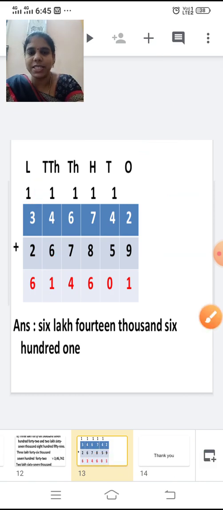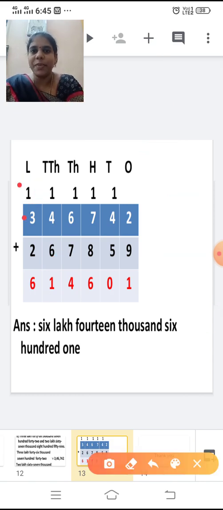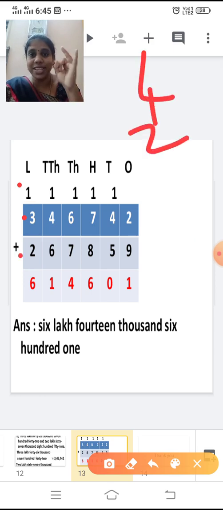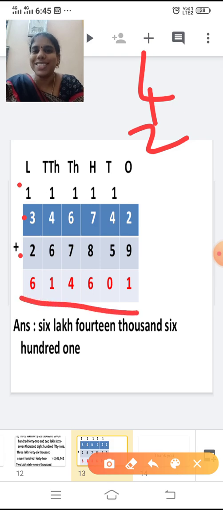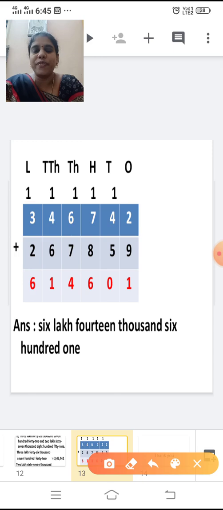Shall we add the lakhs place now? 1 plus 3 or 3 plus 1? 4. 4 plus 2. With 4, I'm going to add 2 more. 5, 6. Keeping 4 in the mind, 2 in the finger. After 4, I'm going to add 2 numbers. 5, 6. So the answer is 6,14,601. So we have to add the ones place, then the tens, hundreds, thousands, 10,000 and lakhs place, right? So the answer is 6,14,601.